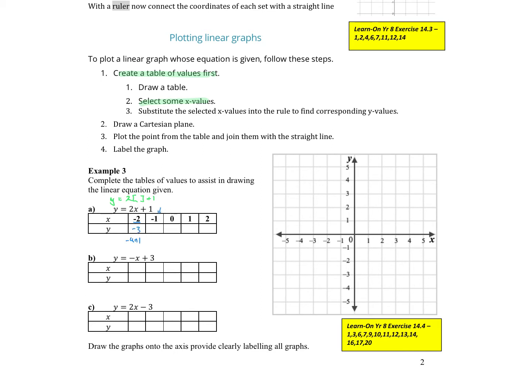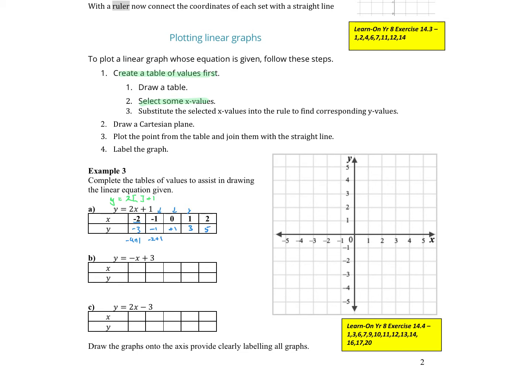And then we will pick another negative value. If I pick 2 times -1 is -2, plus 1 is -1. I grab another x value, say 0. 2 times 0 is 0, plus 1 is 1. If I now put x equal to 1, 2 times 1 is 2, plus 1 is 3. And if I pick x equal to 2, 2 times 2 is 4, plus 1 is 5.